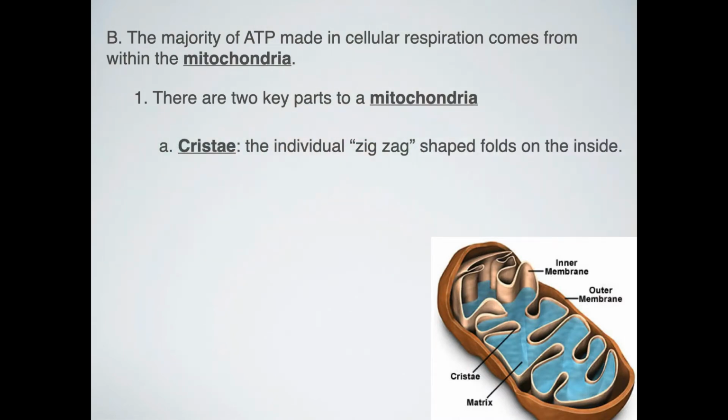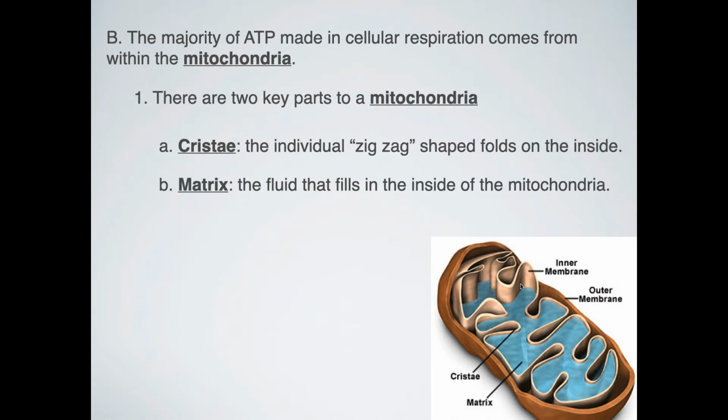The first part is called the cristae. So cristae are these little individual zigzag lines that you see, and they are basically folds. It's kind of like you took a paper towel maybe and started folding it. And as you fold it, this is the pattern that you're left with. Those are the zigzag shapes that you see. Also, we have what we call the matrix. The matrix is what fills the inside of the mitochondria. It is a fluid. It's kind of gel-like.